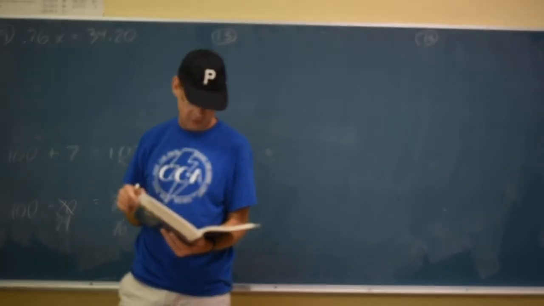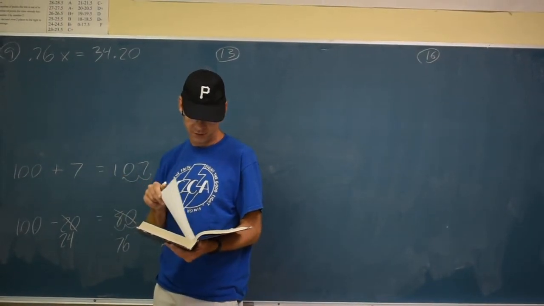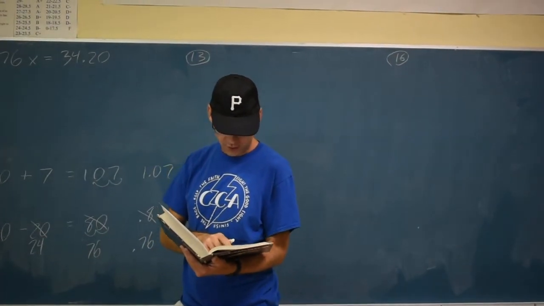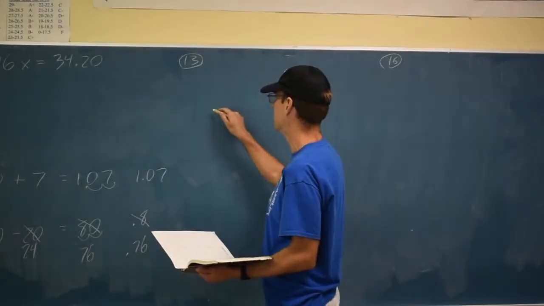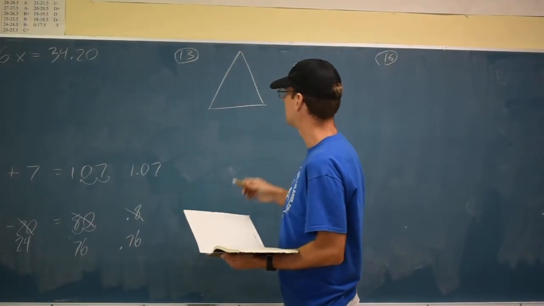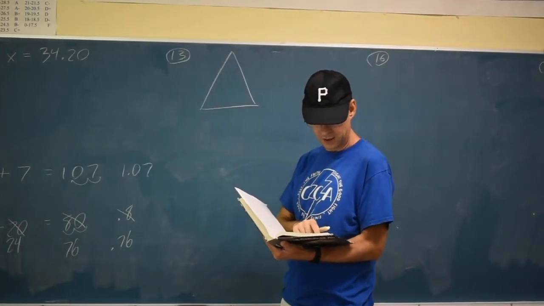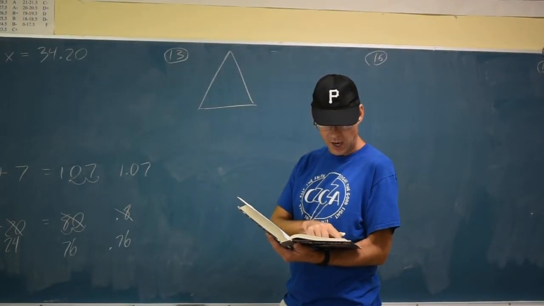13, 14 are about the same as each other, but completely different from the other thing. So 13, 14, back to advice from yesterday. When you can, to help you get organized, draw a picture. And since they're talking about triangles, I'd highly suggest that you draw a picture on this one.